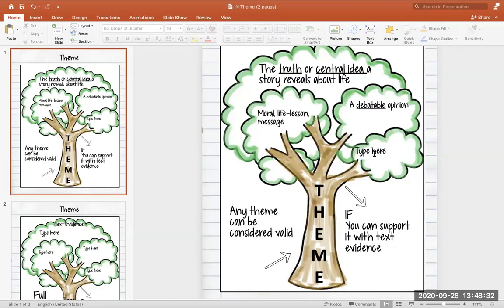And then the last part is the author doesn't just come out and tell us what the theme is, it's implied. So right here in this branch, we're going to write implied, not stated. And then I'm going to go ahead and underline the word implied because that's the important part of that. It's what the author wants us to get and infer from what you read. The author does not come out and say, this is the theme. It doesn't work like that. You've got to figure it out.